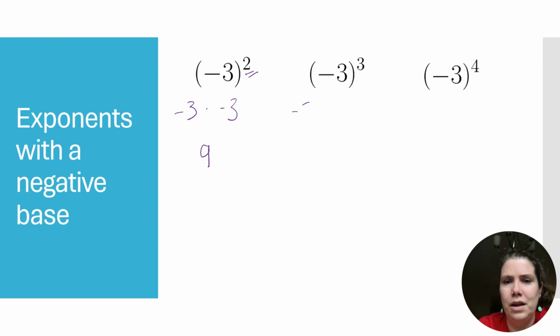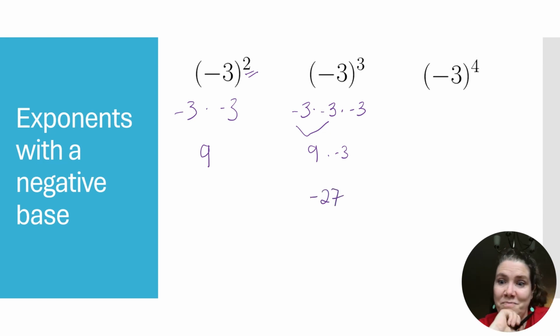Now, negative 3 to the 3rd power. I have 3 of them now. We're going to simplify it like we did before. This guy turns into 9. And now we have a positive times a negative. So this turns into negative 27.